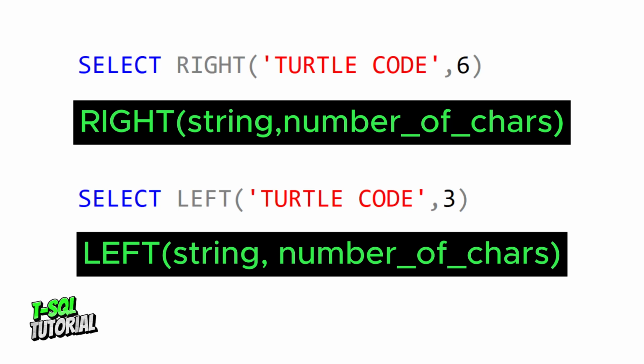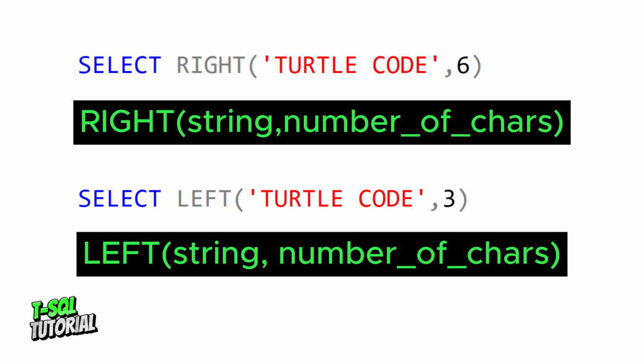Two parameters are sent to the left and right functions. The first parameter is the string expression. The second parameter is the number of characters to be returned. The left or right function specifies whether the operation will be done from the right or left.